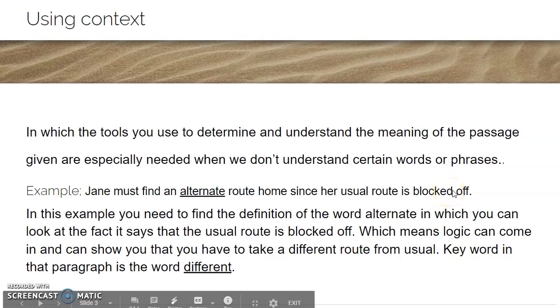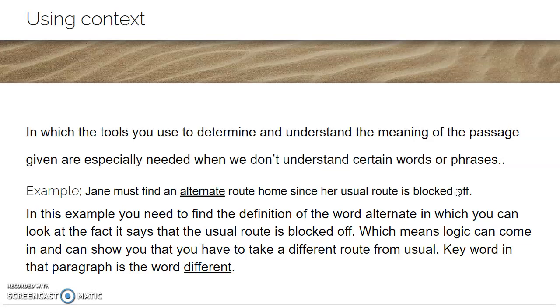In A, we're determining meaning using context, in which the tools you use to determine and understand the meaning of the passage given are especially needed when we don't understand certain words or phrases.